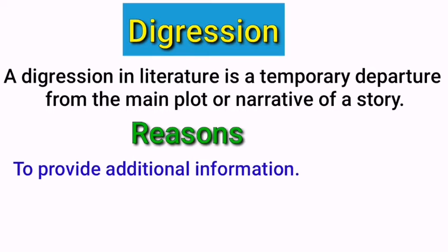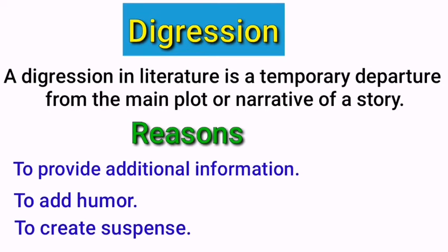The second point is to add humor. By adding humor, it means that digressions can also be used to add humor to a story. For example, a writer might digress into a funny anecdote or observation in order to lighten the mood of a serious scene. Basically, sometimes a writer wants to lighten the mood of the audience so he adds digression to his main plot.